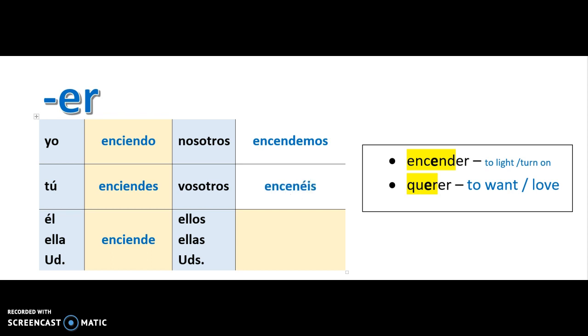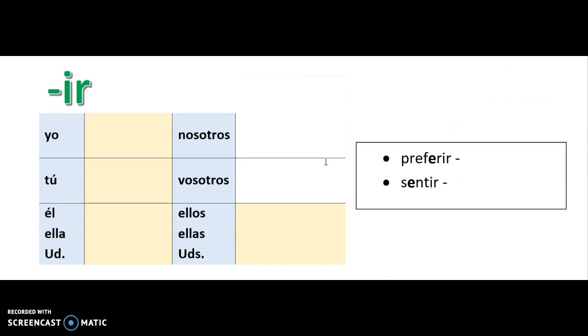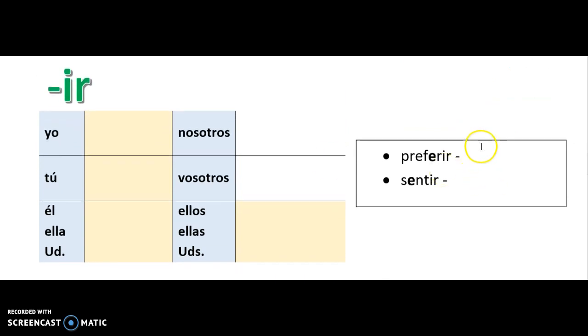Encendes. There should be a D in that word. Boom. And we are back in the shoe, so we are going to stem change. Encienden. There it is. All right. Last group. Nothing really special about these. Last group, let's talk about the IR verbs.